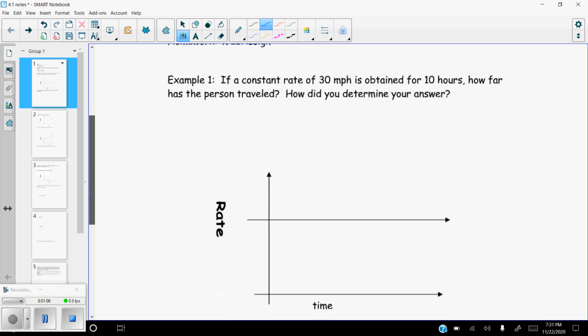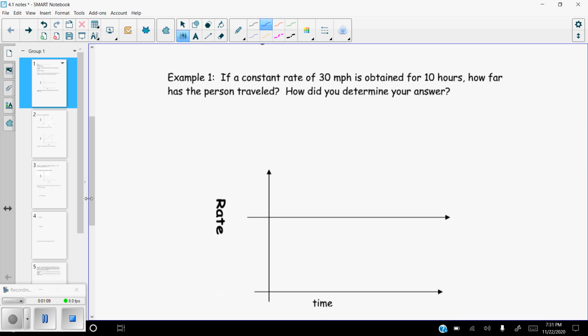All right, example 1. If a constant rate of 30 miles per hour is obtained for 10 hours, how far has the person traveled? And how did you determine your answer? Hopefully that's not that difficult. If you've traveled 30 miles per hour for 10 hours, seems to me like you've gone 300 miles. And how would you get that? Well, you've traveled for 10 hours at 30 miles per hour. If you go 30 miles in 1 hour, you're going to go 300 miles in 10 hours by multiplying. So you would get 30 times 10, 300 miles.